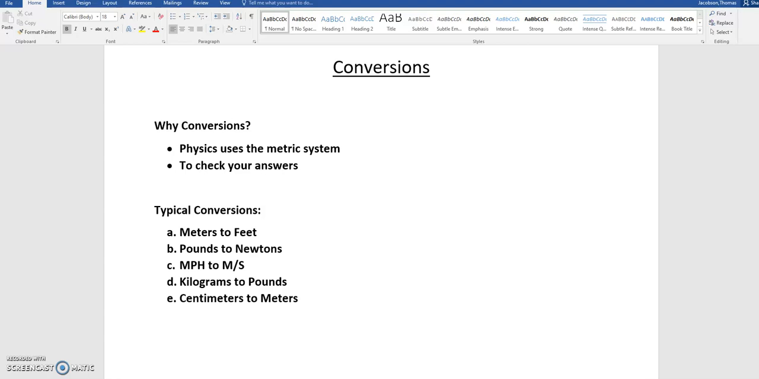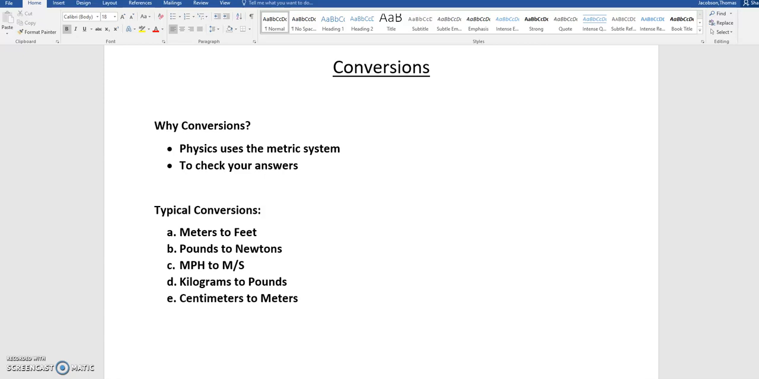Hi class, today we're going to learn how to convert. First, let's talk about why we're converting. Physics uses the metric system. So in the United States, we're used to using feet, pounds, and inches. But in physics, we're going to be using meters, kilograms, and meters per second instead of miles per hour.